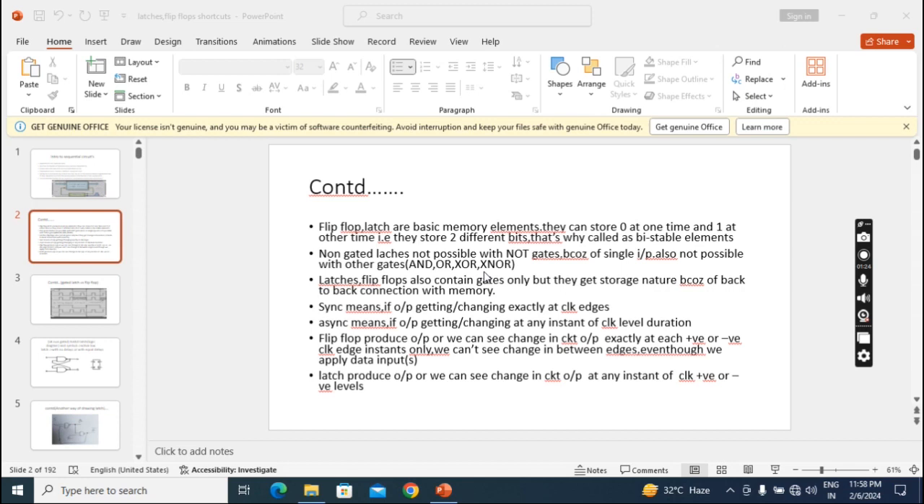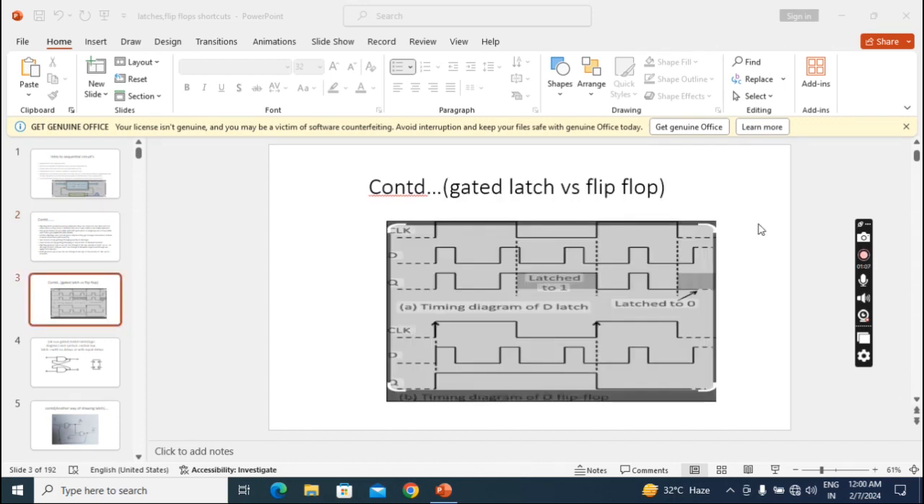So here we can see one diagram to understand the exact difference between a gated latch and a flip-flop. Here I have taken a D gated latch and D flip-flop comparison. This top diagram is about the D gated latch. This below diagram is about the D flip-flop. These diagrams are called timing diagrams, timing waveforms. So this latch works with the positive level, and this flip-flop works with the positive edge.